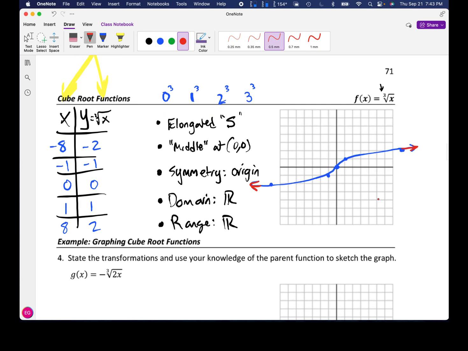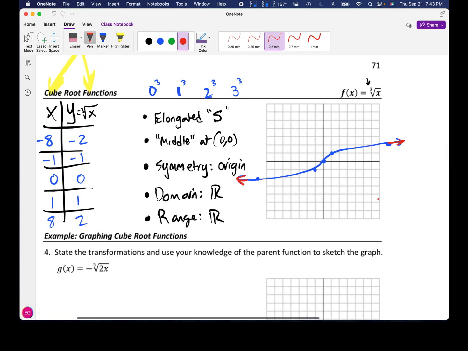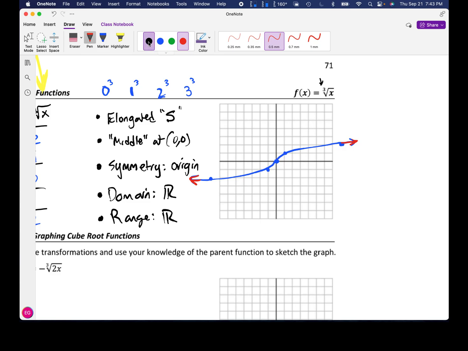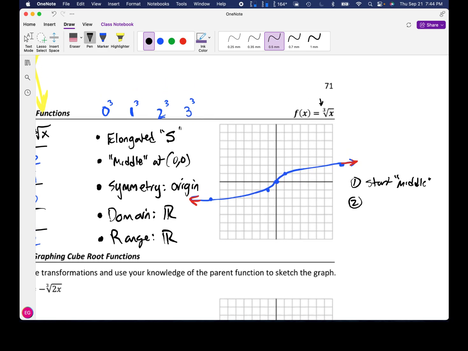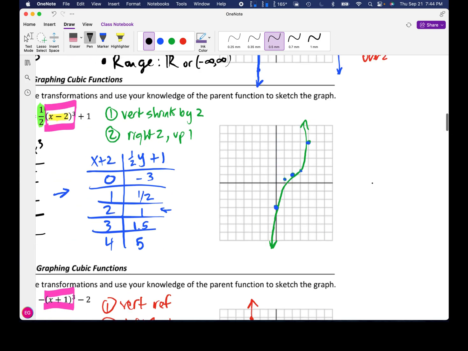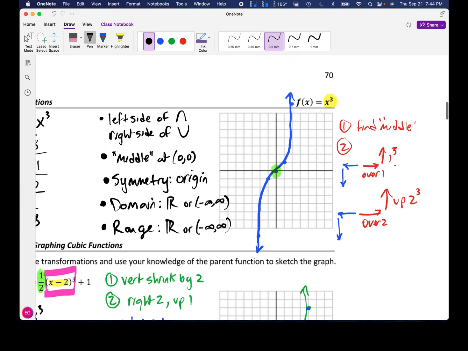Okay, so it still happens. Our shortcut is super similar to all the other ones, right? So we're going to start at that middle point, the one that's affected by the translations, and then when we do this one, it's a little bit harder for us to figure things out. I personally do it the way I was going to teach you earlier, where I switch the words around. So for this one, I'm going over 1, up 1 to the third.